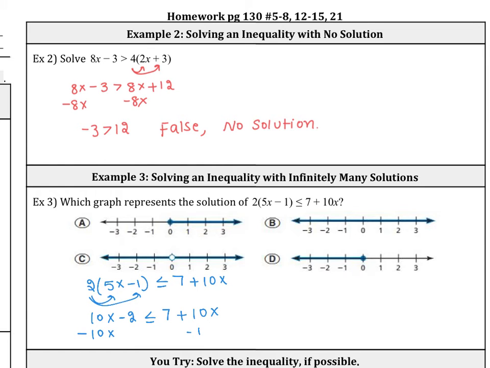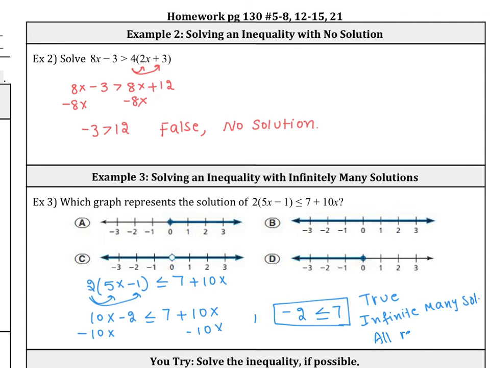Subtract 10x on both sides. What you get is negative 2 less than or equal to 7. Now this inequality is true because -2 is less than 7. If it is true, it means that you have infinitely many solutions, or you write all real numbers. So when you write all real numbers, it means all the solutions in the real number line. So all the solutions in the real number line is B, that is this line right here.